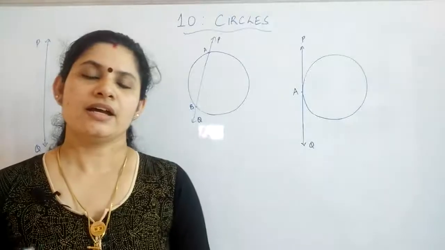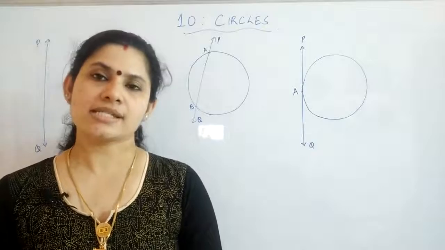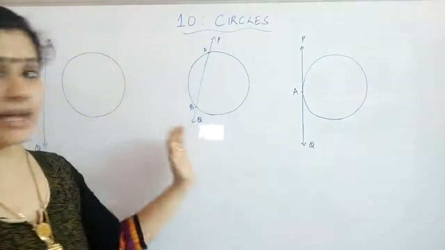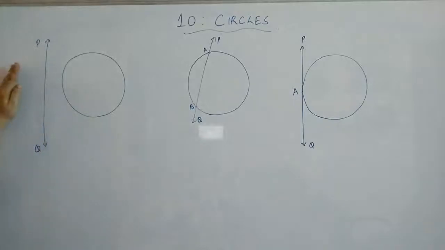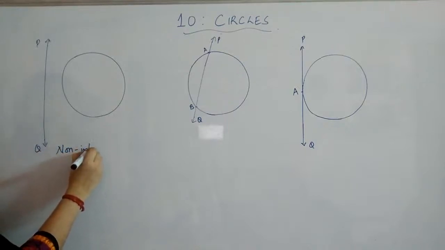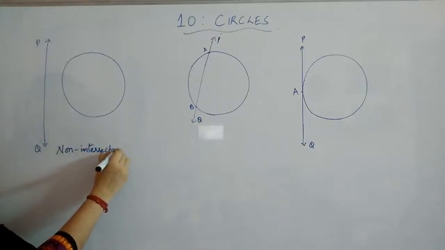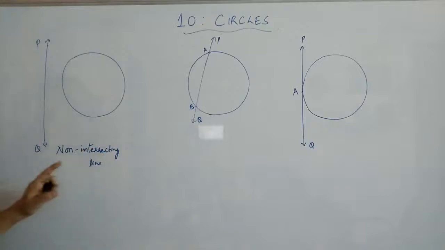Okay. Now we will consider certain situations in which you are provided with a line and a circle. So how it can arise, which all cases can arise. First case, you can just see here we have a line PQ and a circle, and you can see that there is no common point between them. Such type of line which doesn't have any common point with the circle is known as a non-intersecting line with respect to the circle. This type of line is known as a non-intersecting line.